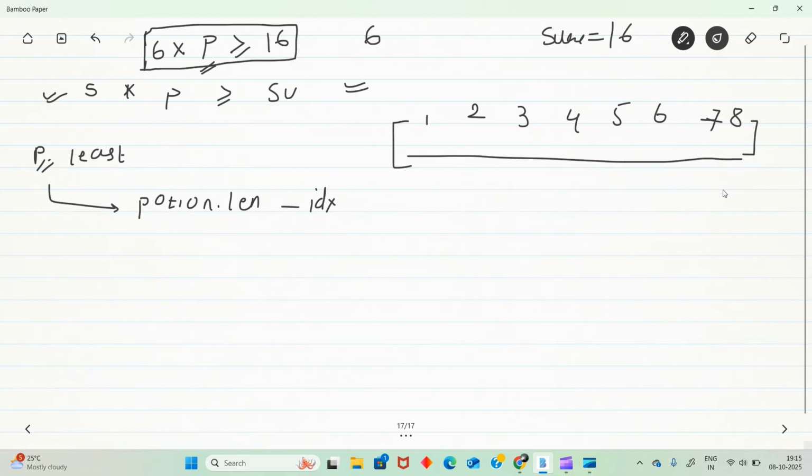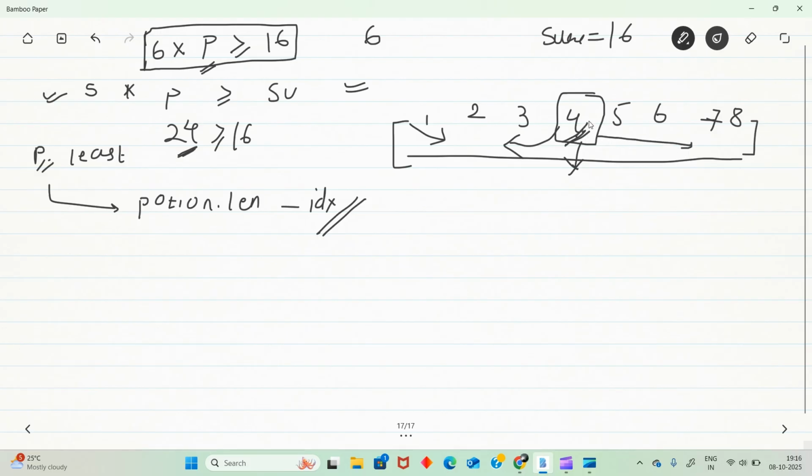So what we can do is go into the middle, using binary search. Now 4 into P is 24. 24 is greater than 16. That means this can be my answer. I am not saying about that answer, I am saying about this index. This can be my index. Else we can find more here. That means this can be my least element. After this, all elements are larger than this, but we can find more here.